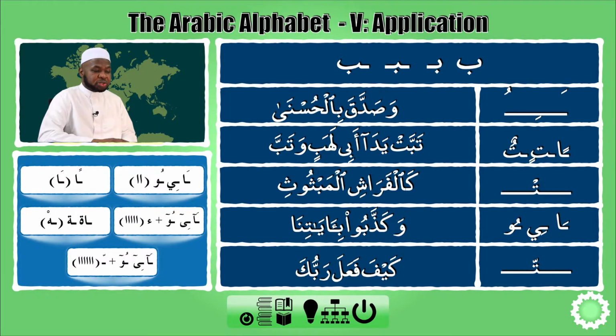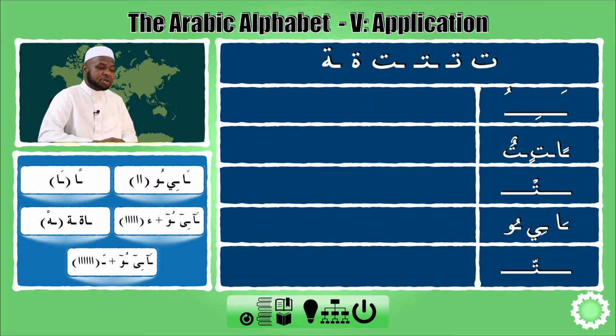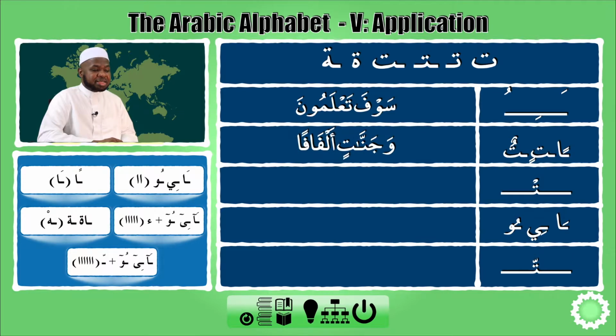So when we move on to ta, we have sawfa ta'lamun. So clearly the point of highlight is what? The ta with active sound, ta. Ta'lamun. Wa jannatin alfafa.